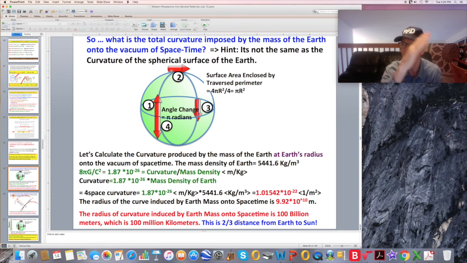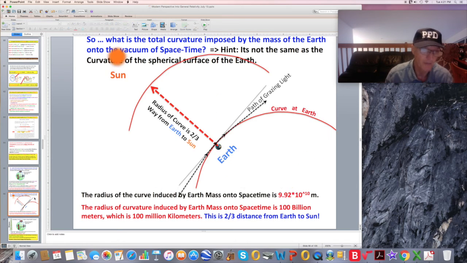It's 2/3 the way to the Sun, and that long from the Earth to the Sun. A very straight kind of curve, which is why it's so hard to measure. So I'm going to show you that picture graphically so you can see.